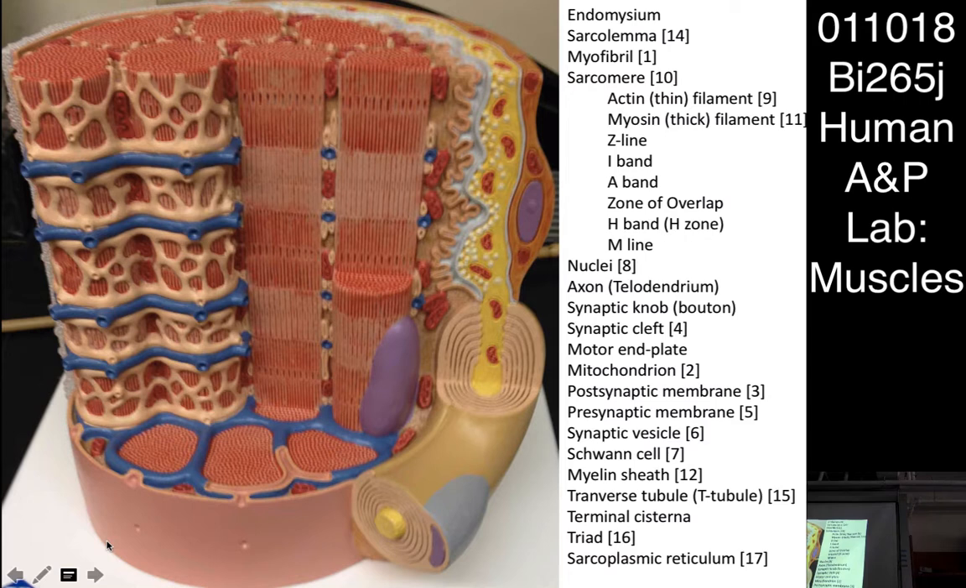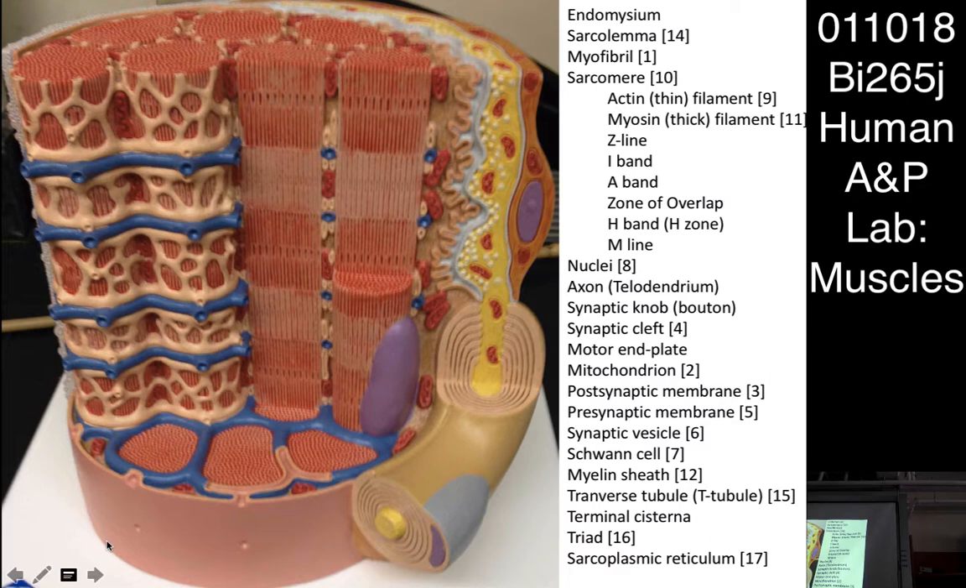So what we're doing with these transverse tubules is effectively increasing the surface area of the cell membrane, and moreover, we're putting it in intimate contact with the functional elements inside the cell, the muscle fibrils, which are actually going to be the contractile elements in the muscles.